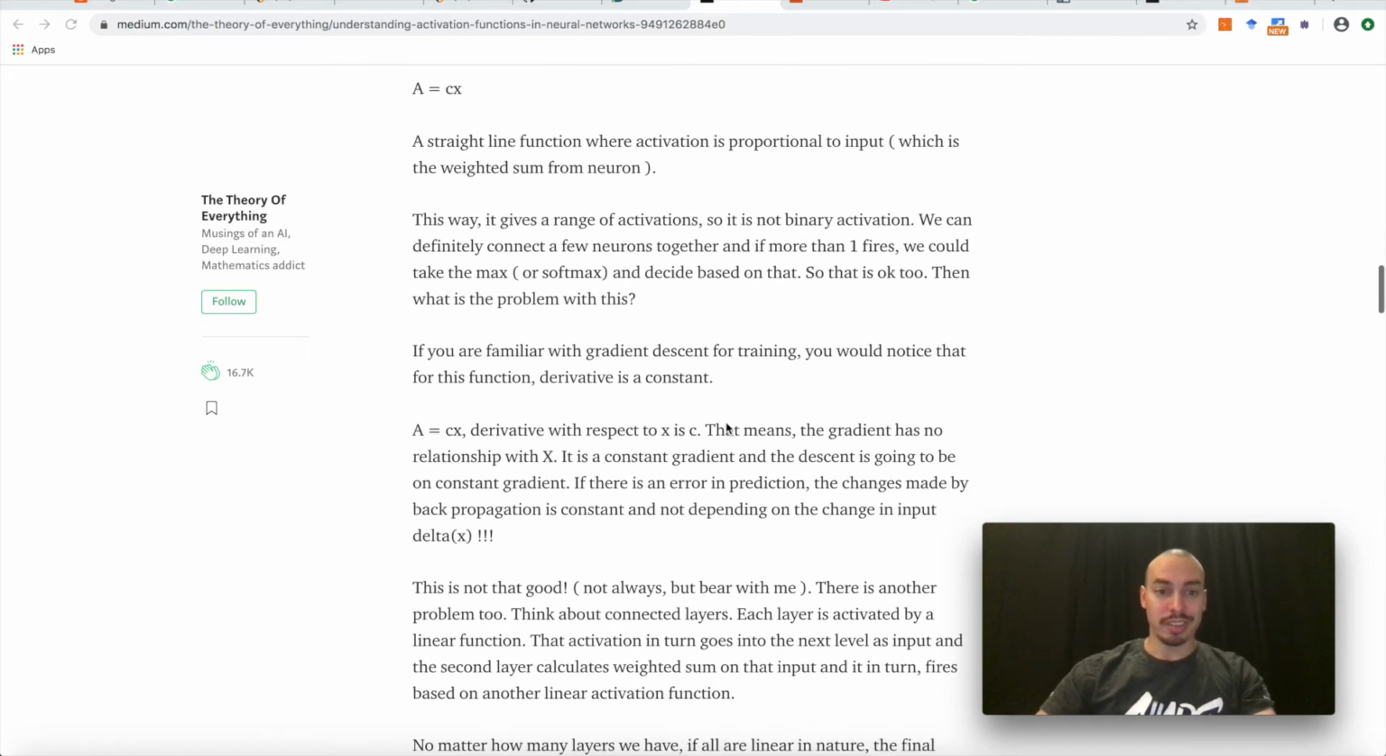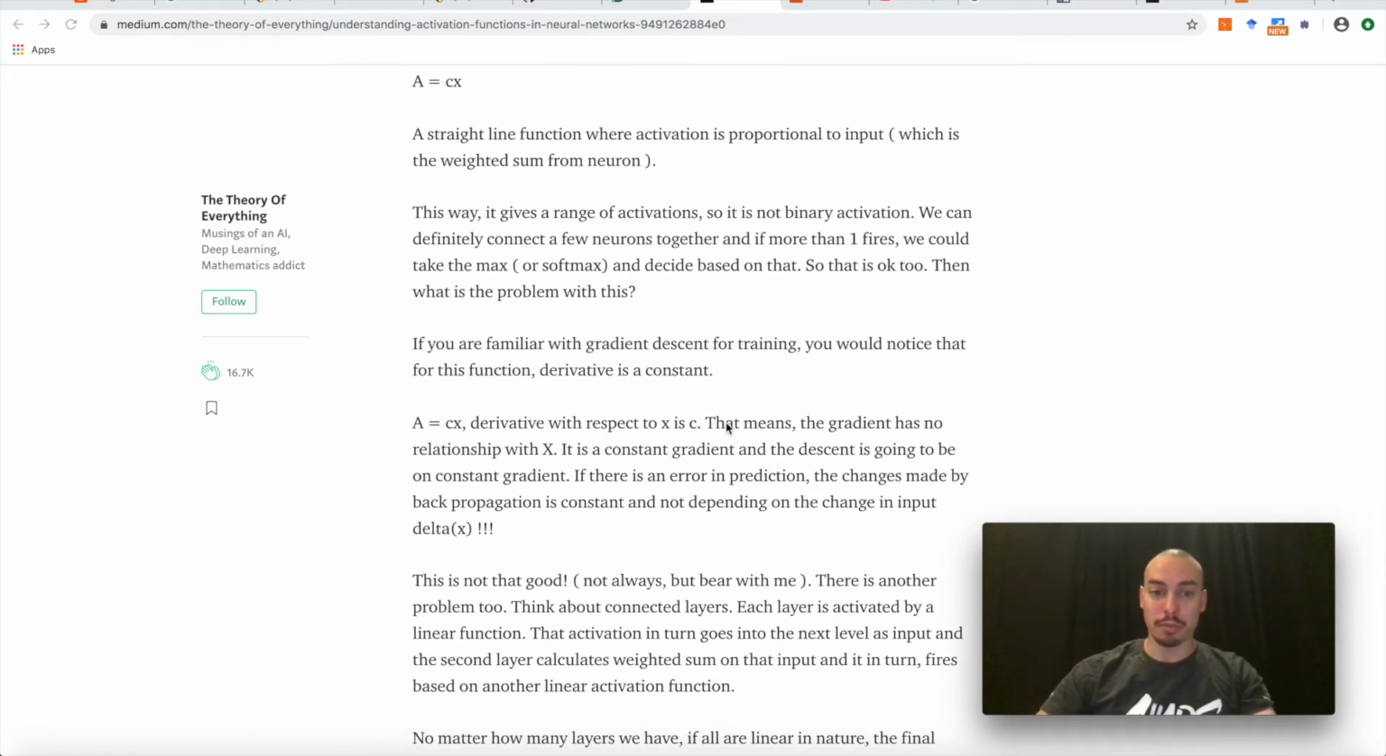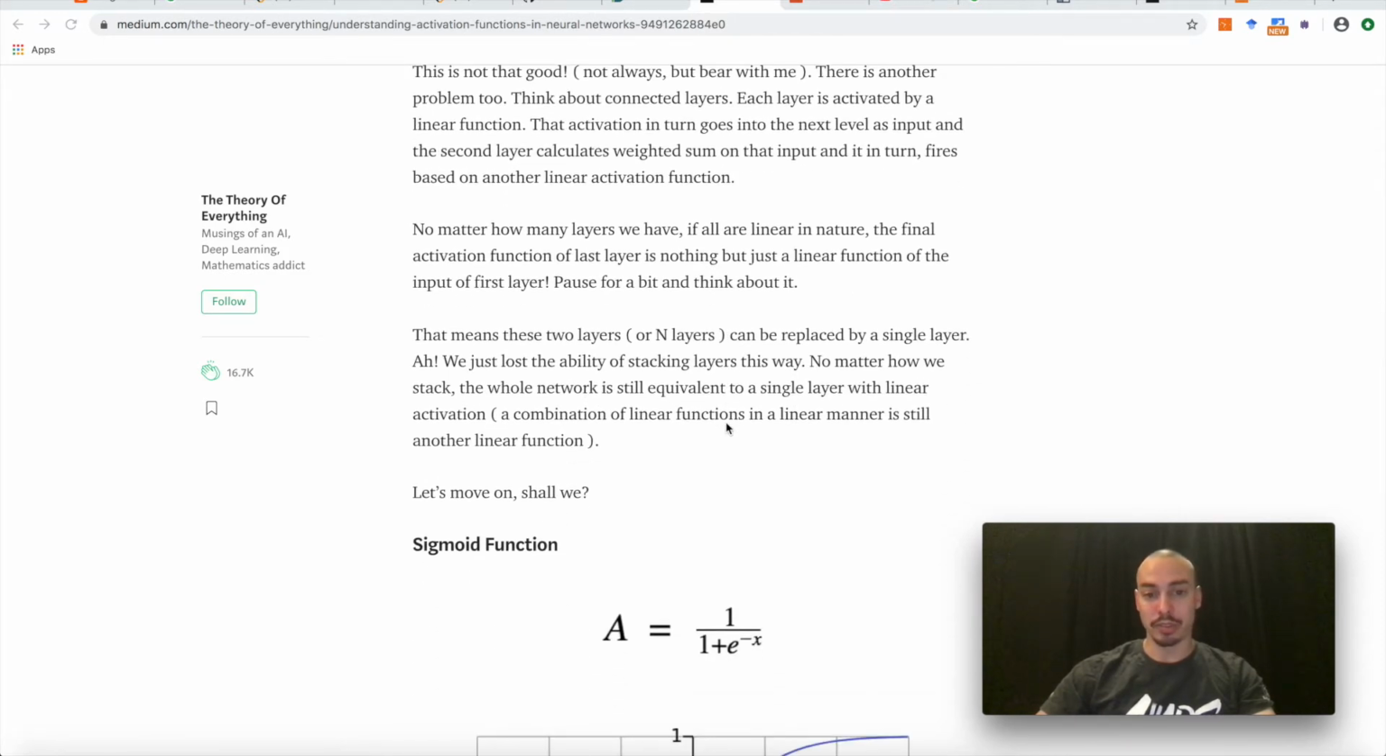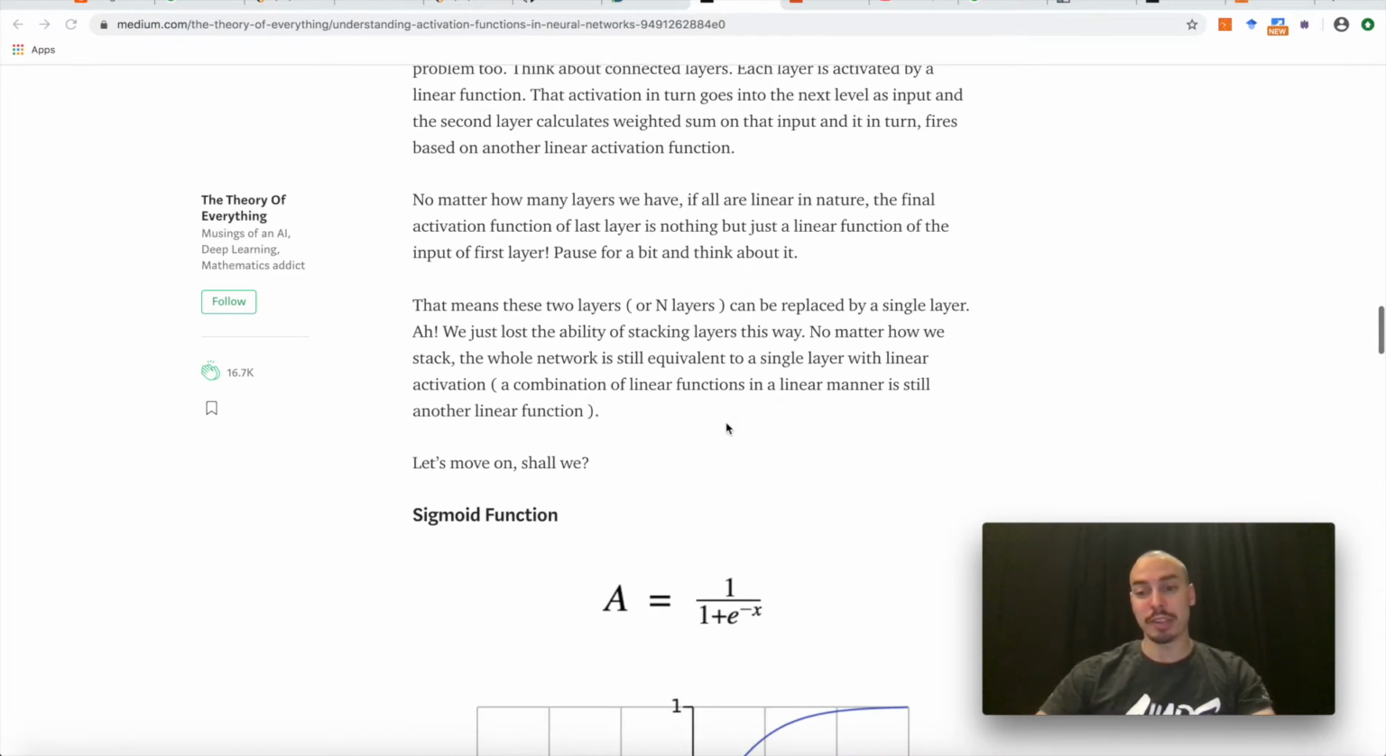A different one is a linear function. It's a straight line function, which would not necessarily help too much. If it's so linear, it will just multiply one scalar value to what you have already.